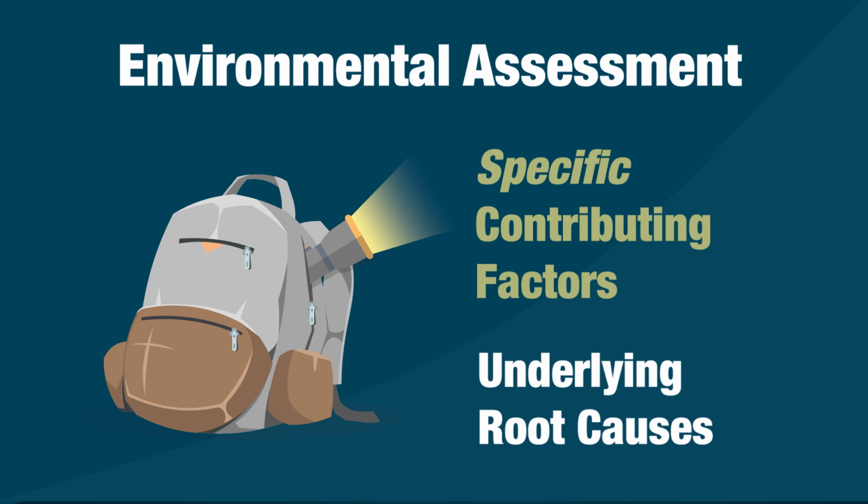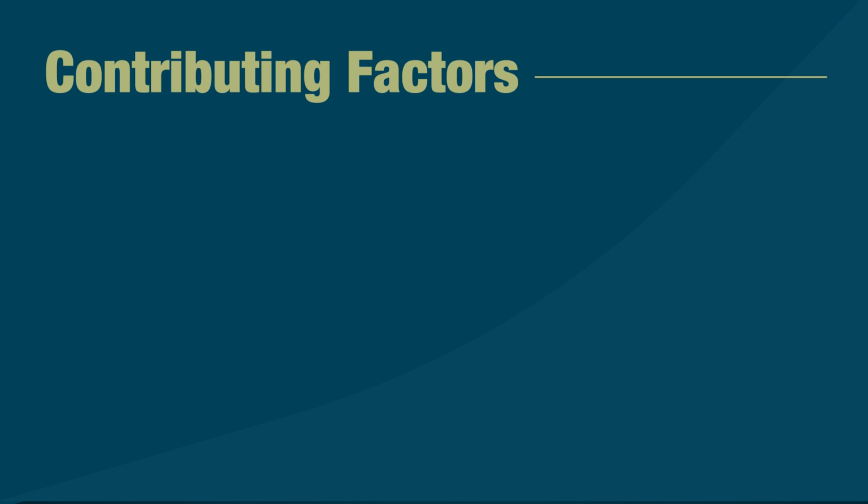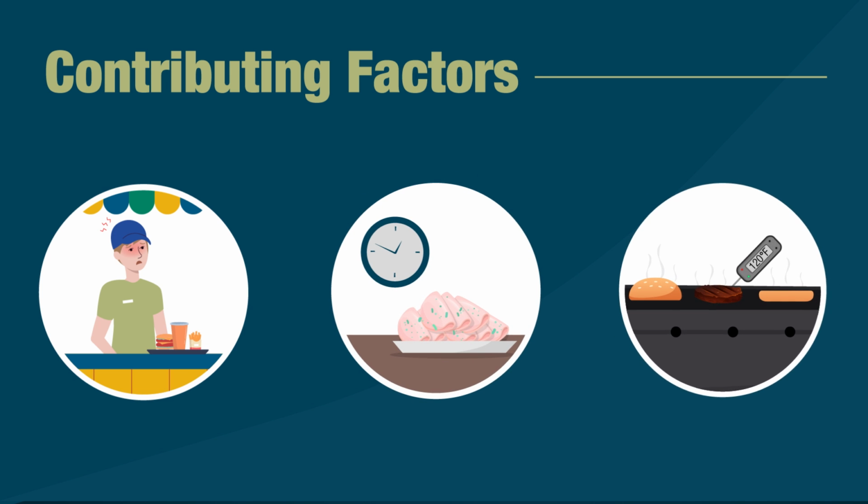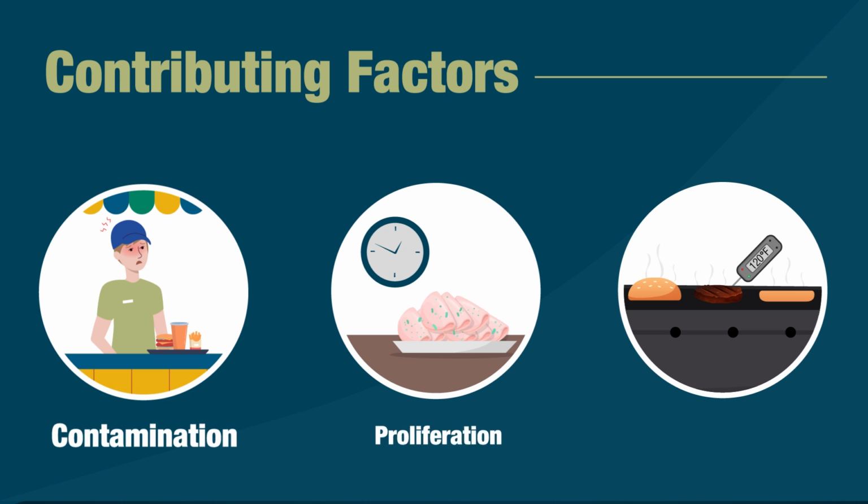Let's take a closer look at these contributing factors. What exactly are they? Contributing factors are the factors and practices that led to the outbreak. They fall into 3 categories: contamination, proliferation, and survival factors. These 3 categories refer to the type of food safety failures that most likely occurred before the outbreak. Keep in mind, you might identify more than one contributing factor during the investigation.